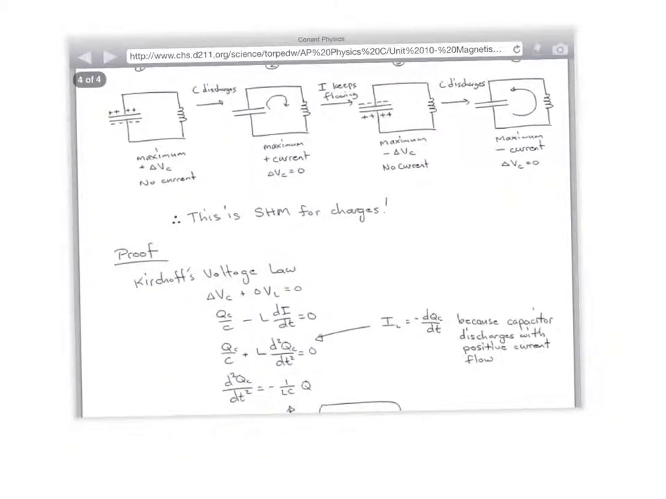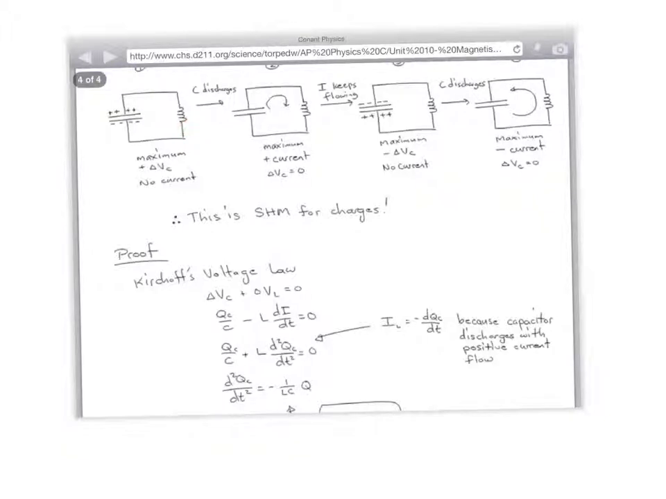So we're going to use KVL, Kirchhoff's voltage law again. Basic idea, we're going to start in a corner and go around the loop. So starting here, what's the first thing you see? Capacitor. So the voltage across the capacitor, the next thing you see is the inductor. So the voltage drop across the inductor. So you end up with Q over C for the voltage across the capacitor, and negative L di over dt for the voltage across the inductor.